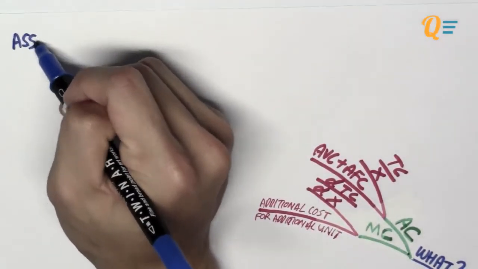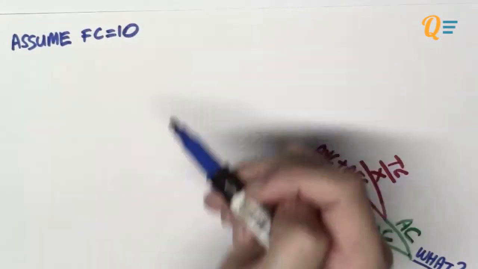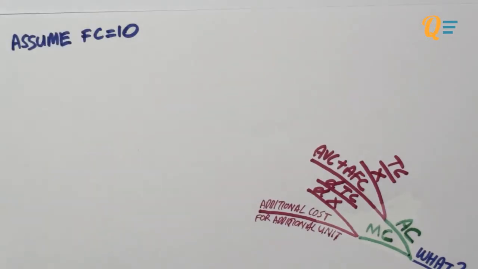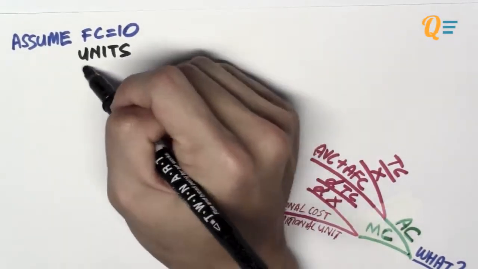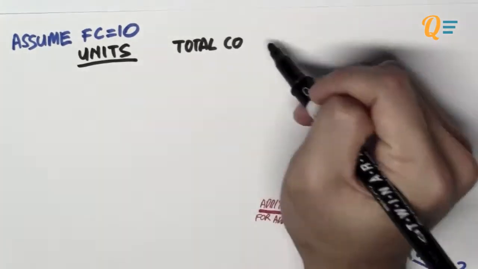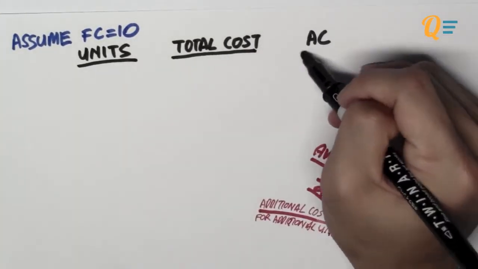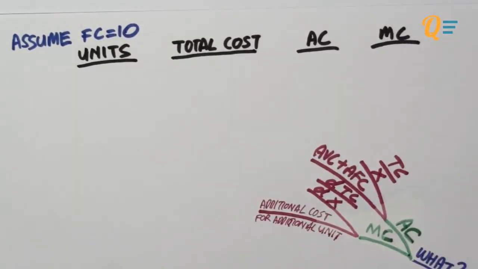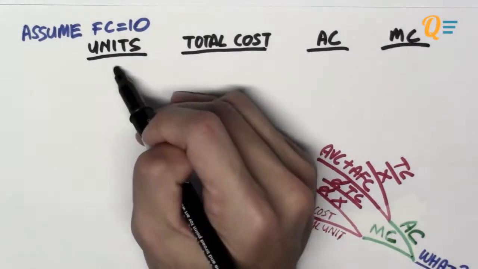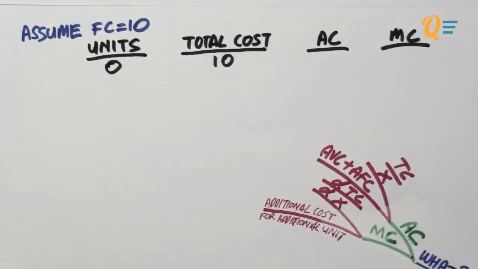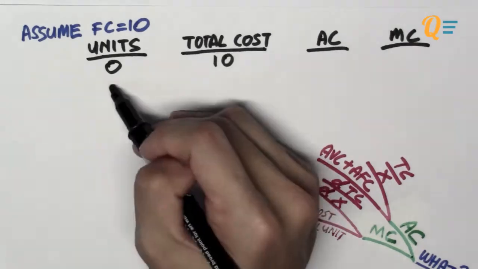All right, let's use a numerical example. Let's assume that the fixed cost a company faces is 10. We're going to analyze the number of units produced, the total cost for producing that many units, and the average cost and marginal cost for producing that particular number of units. So let's say we have 0 units, and of course when you produce 0 units, whether you produce or not, you're going to be facing a fixed cost of 10, so that's a fact. The fixed cost has already been incurred when you started the company.